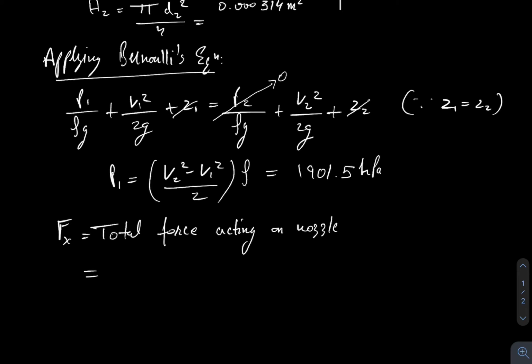Okay. So what will be the total force? It will be equal to P1A1. What is P1A1? The force in right direction. Okay. Minus P2A2 plus, from the momentum equation, rho Q (V1 minus V2). Right. This was the momentum equation for the force acting on nozzle.